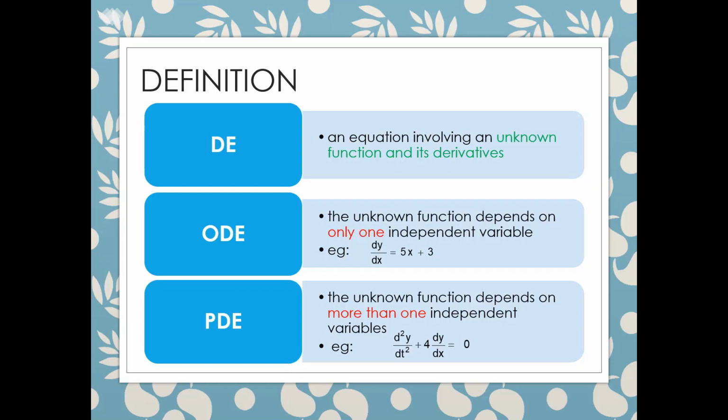As for PDE, the unknown function depends on more than one independent variable. For example, d square y over dt square plus 4 dy over dx equal to 0. Here, y depends on two independent variables, which are t and x. In this chapter, we will only focus on ordinary differential equations.